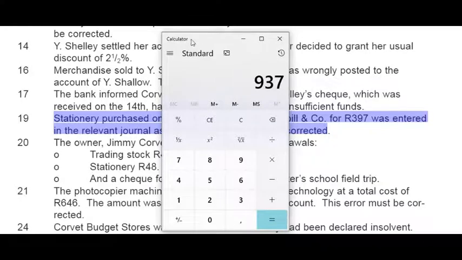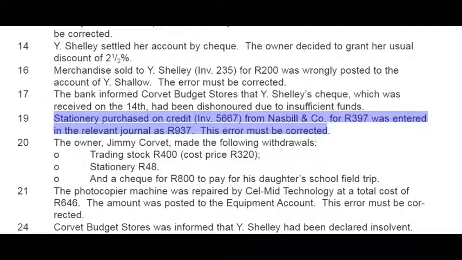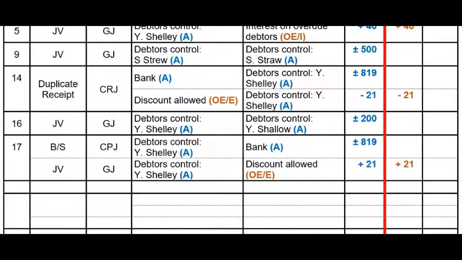So the first thing you need to do is calculate the difference. 937, I think that's what the transaction said, yes, minus 397 is 540. Okay, so this difference must now be dealt with as such. This is an error that will be fixed in the general journal.